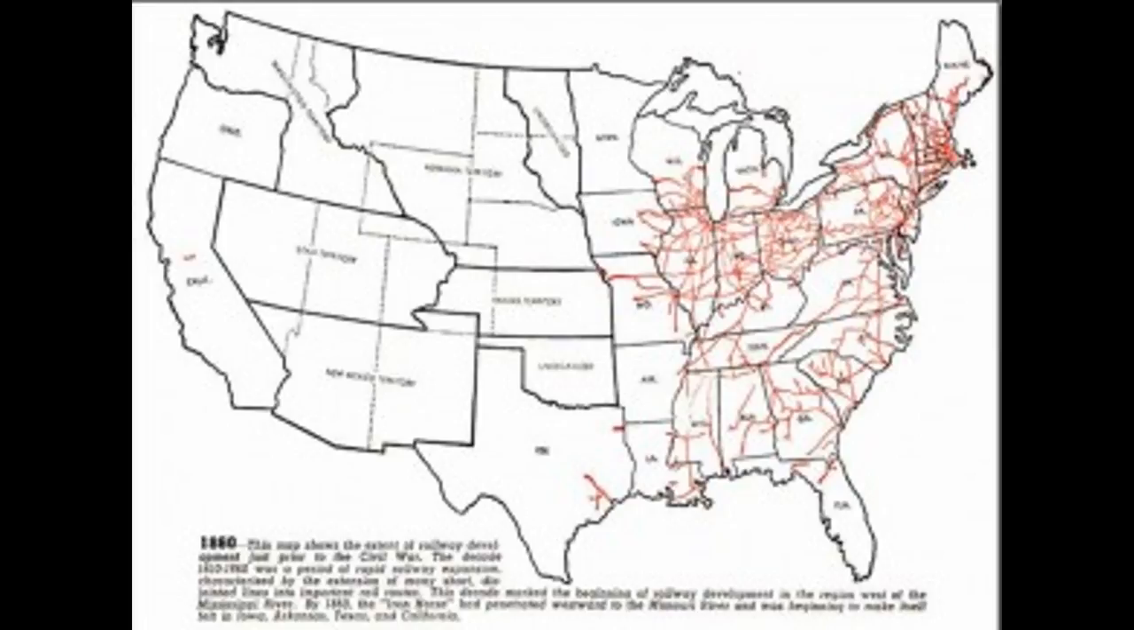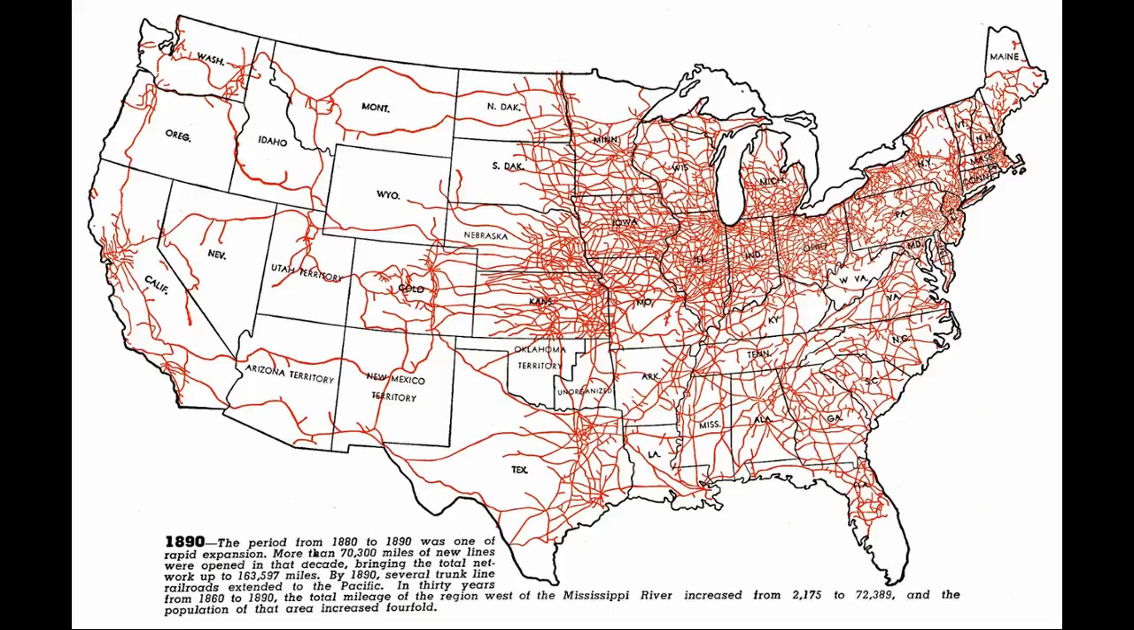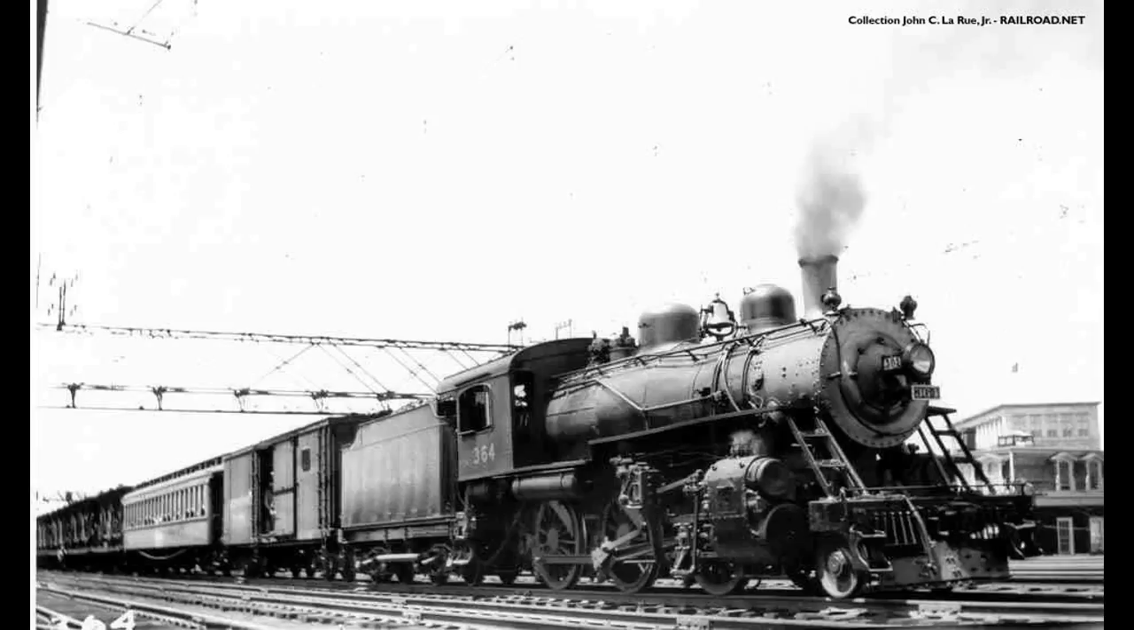From 1860 to 1890, the railroads in the United States expanded more than 10 times what they were in 1860. And the network of railroads still grew until the United States had 3,500,000 miles of railroads, making the United States have the largest railroad network in the world.